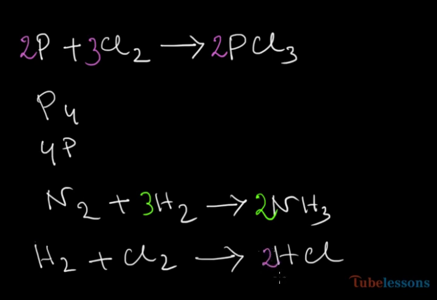And when we multiply HCl by 2, the number of chlorine atoms in the right hand side is 2 and the number of hydrogen atoms is also 2. And in the left hand side, you see the number of hydrogen atoms is 2 and the number of chlorine atoms is 2. So it becomes balanced. This is about balancing a chemical equation. Let us consider a few more reactions.